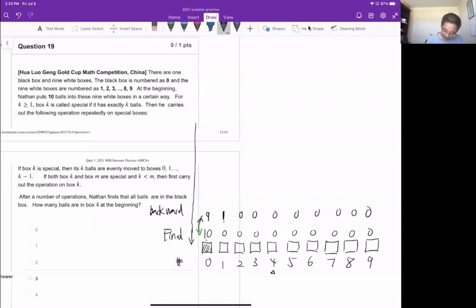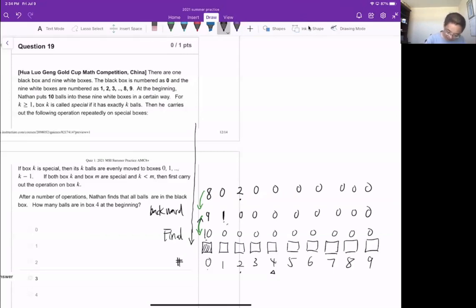How about the previous one? To get this, the only way is 8, 0, and then 2, 0, 0, 0, 0, 0, 0, 0. Now, if the previous step is 8, 0, 2, then box 2 has 2 balls. According to the rule, the next step will move 1 ball to box 1 and 1 to box 0, and it will give us 9, 0, 1.